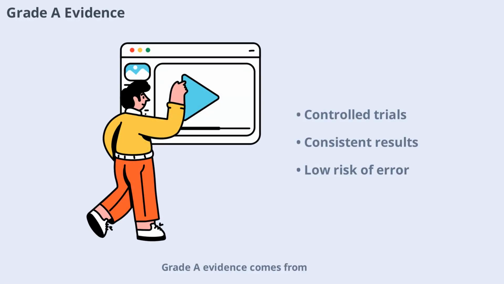Grade A evidence comes from well-designed and well-conducted controlled trials, both randomized and non-randomized, that consistently support the use of a treatment. These studies provide statistically significant results and have a low risk of error. Whenever possible, therapists should prioritize treatments with Grade A evidence to ensure the highest standard of care.